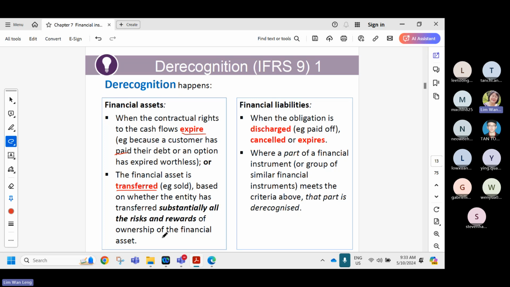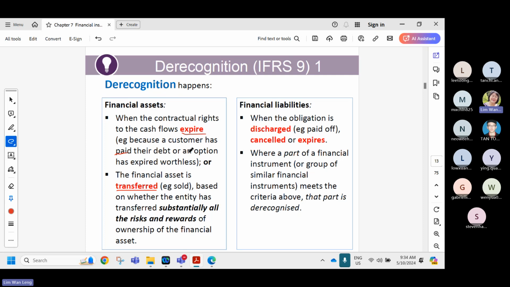So in other words, it has been sold to another party. Which means that if the asset has been sold, it has been transferred, that means all the risks and rewards with respect to this particular asset have already gone to the third party, which is the buyer. So once all the risks and rewards have been transferred to another party, then you can derecognize the financial asset from your books.